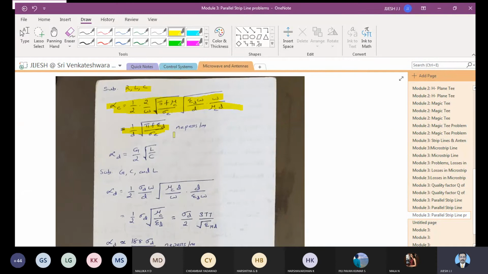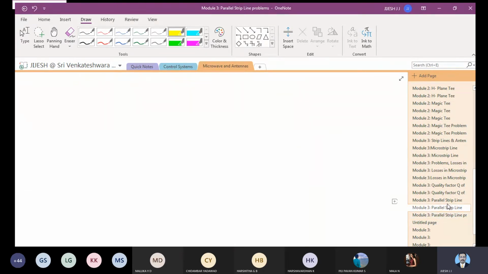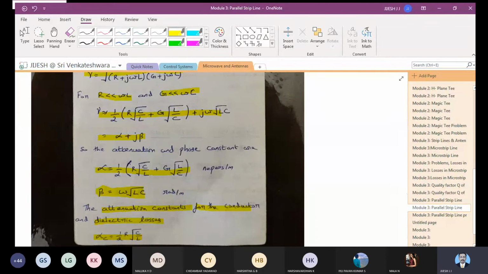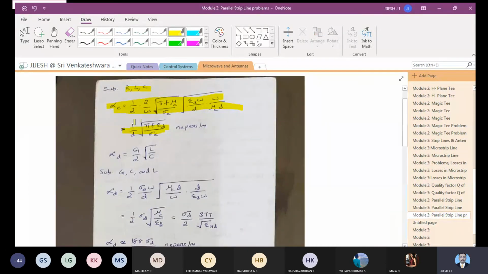You can use the same equation 1 by 2 r root of c by l. You may have to find r separate, c and l separate, and substitute. You can find alpha c. Both will be the same answer. So alpha c will be 1 by d root of pi f epsilon d by sigma c.